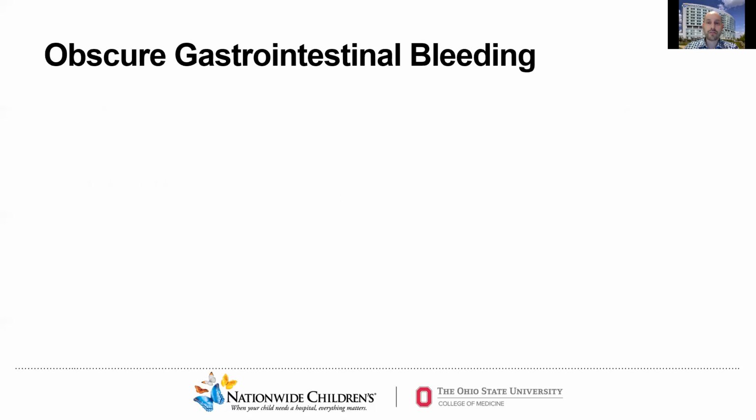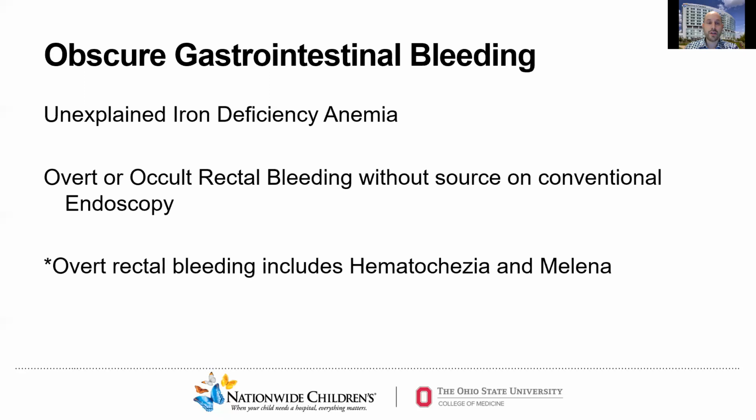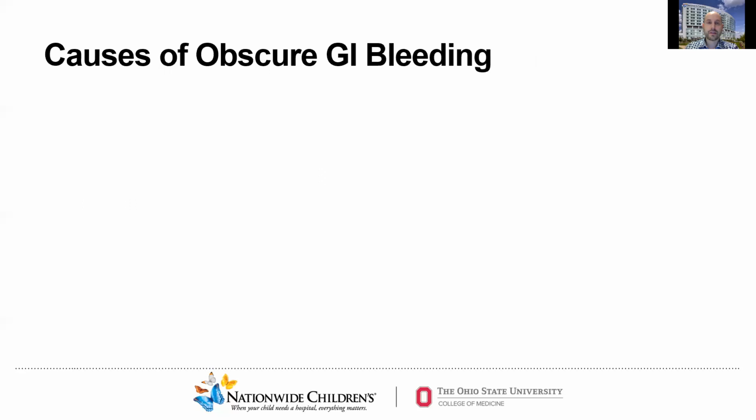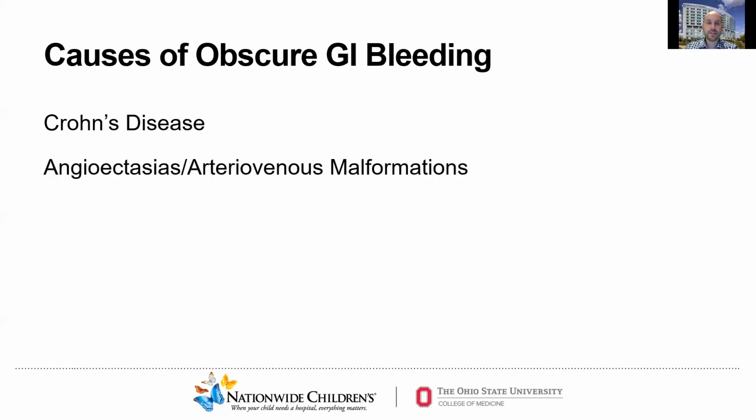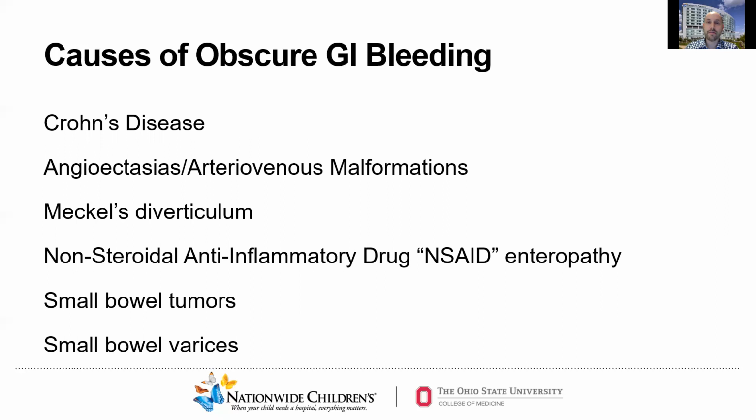So a little word about obscure gastrointestinal bleeding and the definition. Obscure gastrointestinal bleeding is unexplained iron deficiency anemia, overt or occult rectal bleeding without a source on conventional endoscopy. Just a reminder, overt rectal bleeding is hematochezia and melena. Some causes of obscure GI bleeding include Crohn's disease, angioectasias or AV malformations, Meckel's diverticulum, non-steroidal anti-inflammatory drug enteropathy or NSAID enteropathy, small bowel tumors, and small bowel varices.